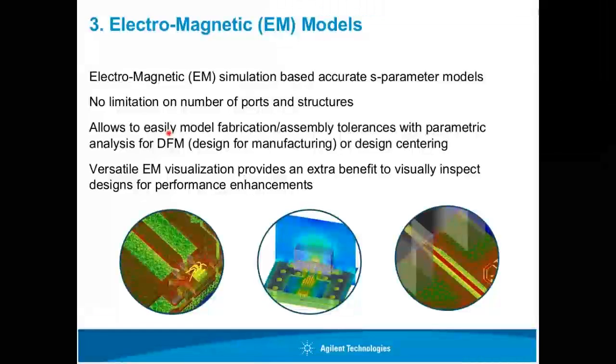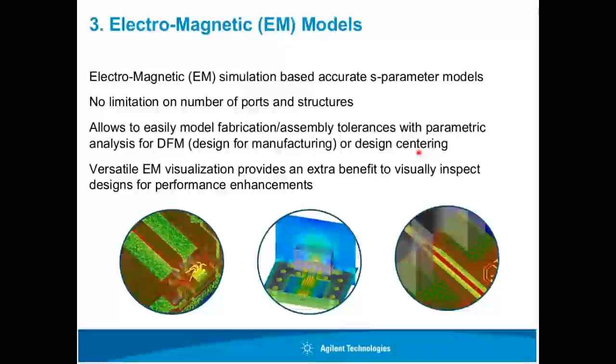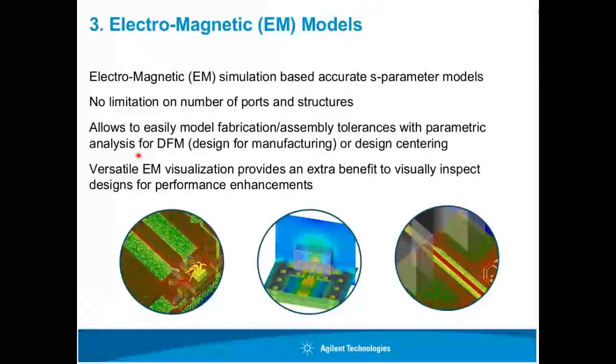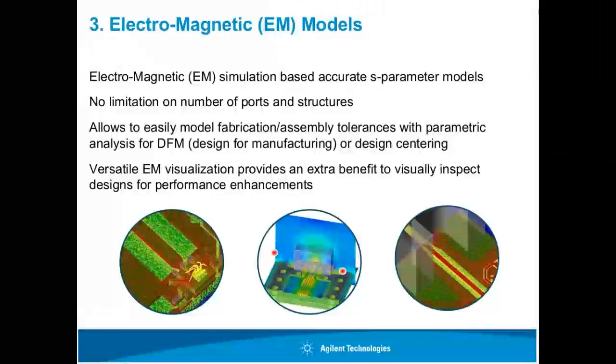And also, EM models allow us to easily model fabrication or assembly tolerances with a parametric analysis for DFM or design centering, by changing certain parameters, such as material properties or the size of the structures. We can understand the variations pretty well, which is pretty hard to do with the measured data. Additionally, versatile EM visualization provides an additional benefit to visually inspect designs for performance enhancements. One example here is the E-field distribution on the QFN 50-ohm termination structure. By looking at how fields are propagated throughout the structure, there might be a chance for designers to improve the quality or performance of the design.